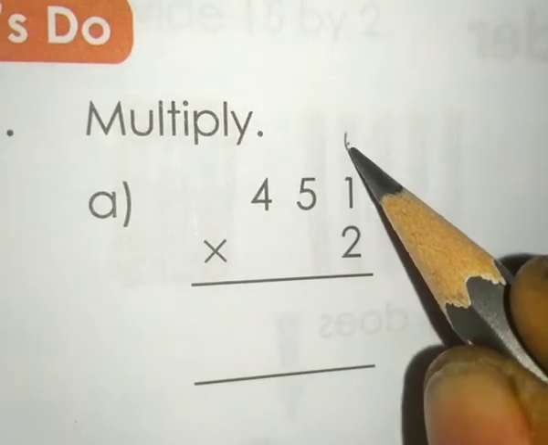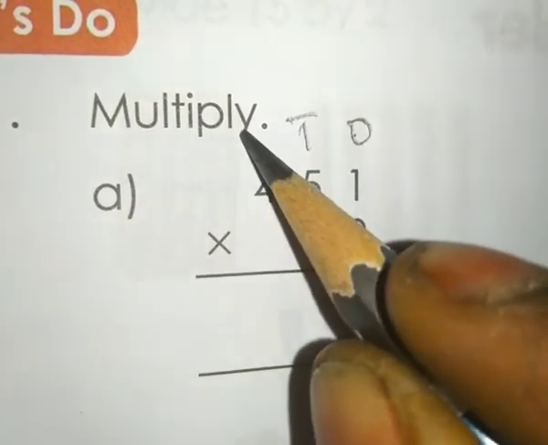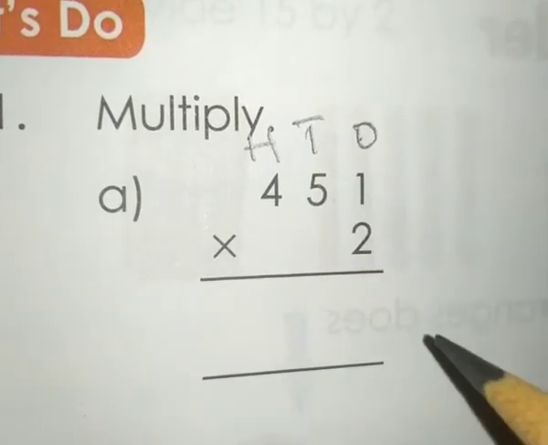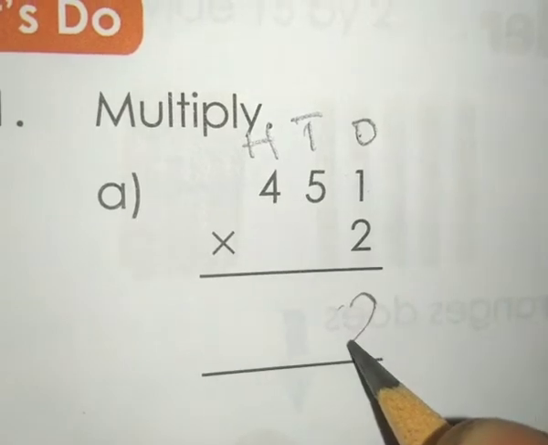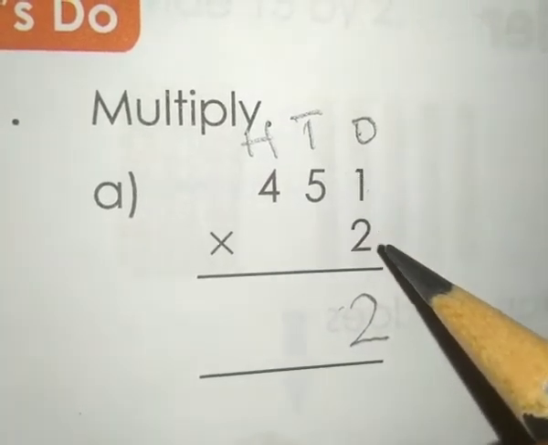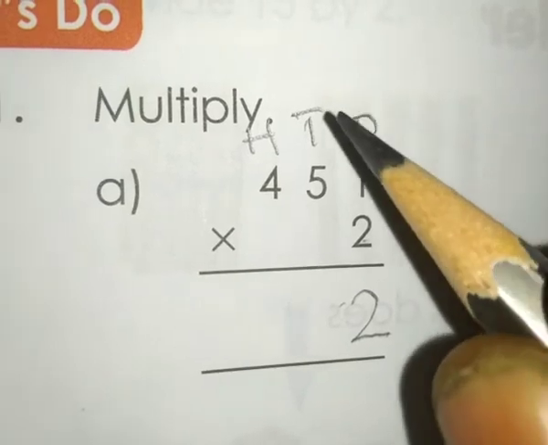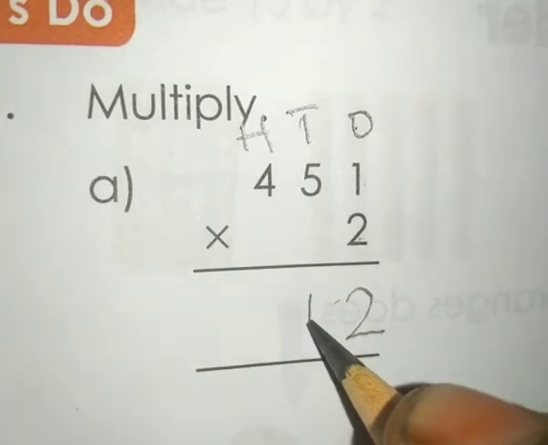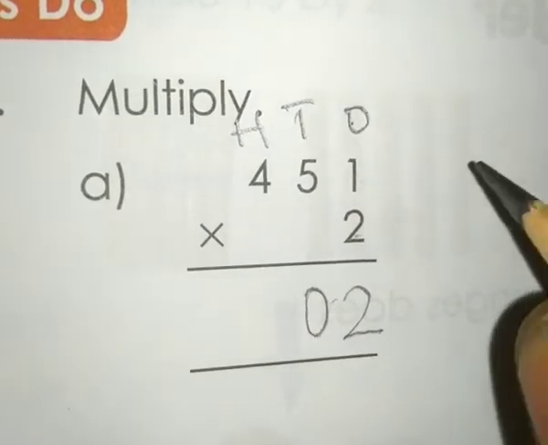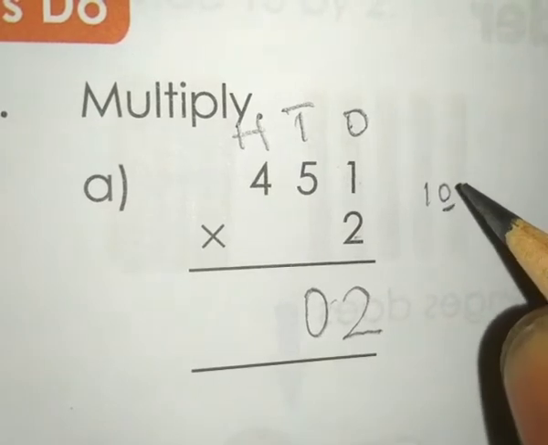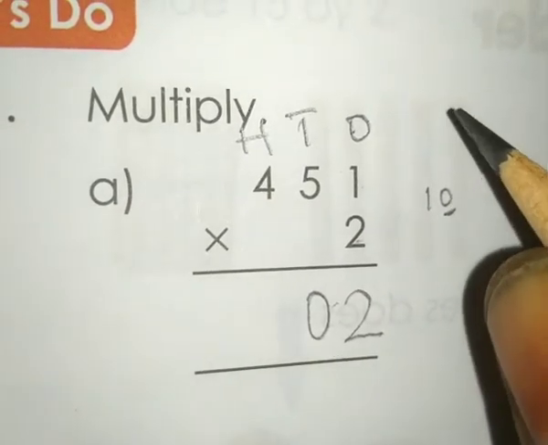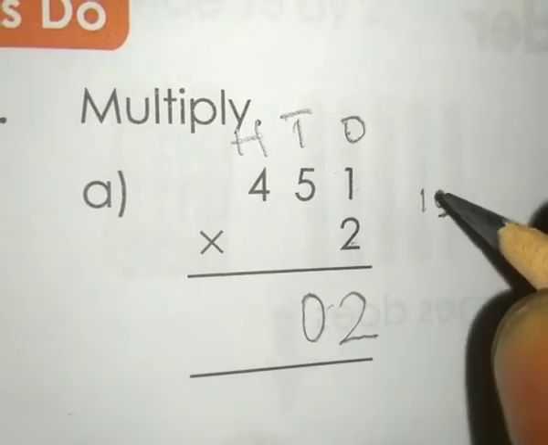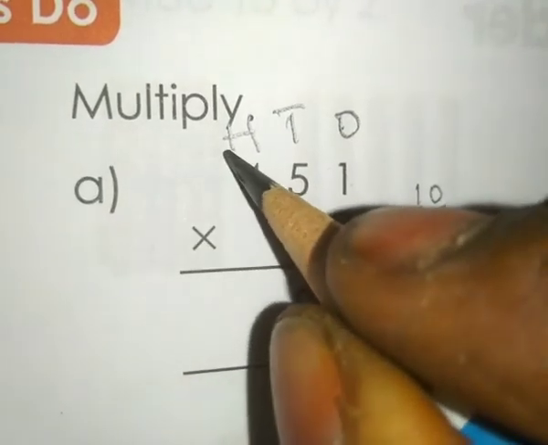First write place values: ones, tens, hundreds. Starts from ones place. 2 ones are 2. Go to tens place. 2 fives are 10. From 10 you have to put 0, because 10 tens will be carried over to hundreds place as 100. You know already that. So you have to write 0 under tens place, and 1 will be carried over to hundreds place.